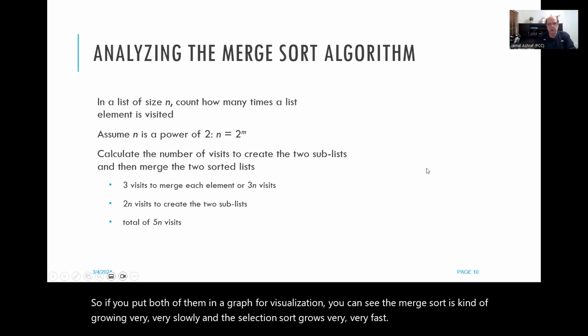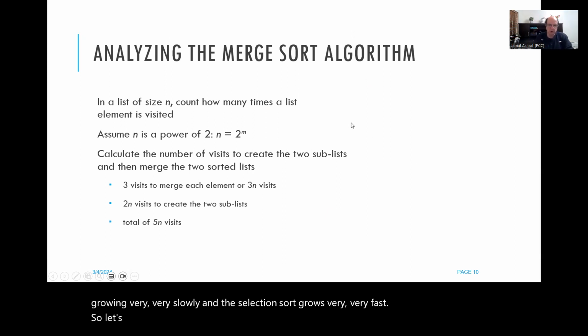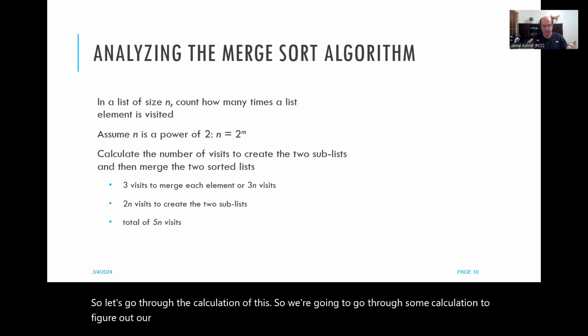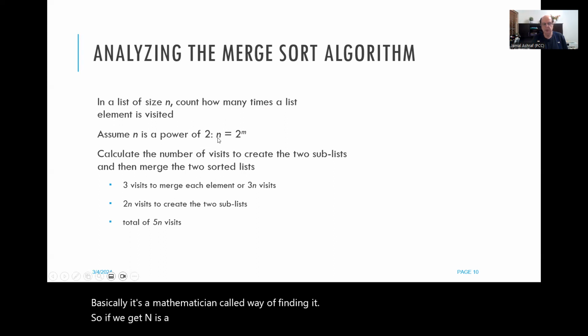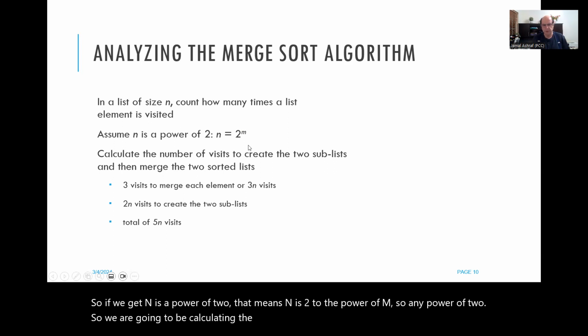So let's go through the calculation of this. We're going to go through some calculation to figure out our big O, and in general, how do we calculate this big O for our algorithm? Basically, it's a mathematical way of finding it. So if n is a power of 2, that means n is 2 to the power of m. So any power of 2. That's our assumption.